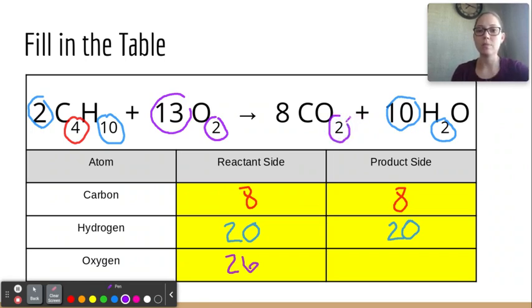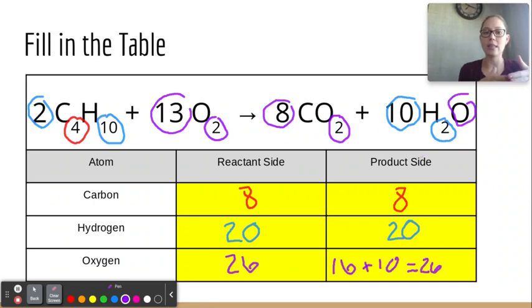So in CO2, each CO2 molecule is going to have 2 oxygens, but we have 8 of them. So we're going to do 2 times 8, which is 16. But then over here, we have oxygen as well. So for every water molecule, it's going to give us 1 oxygen atom, but we have 10 of them. So 10 times 1 is 10. So we add those 2 together to get 26. So double check your work. Were you able to track the atoms from our reactant side to our product side to make sure that we are following the law of conservation of mass?